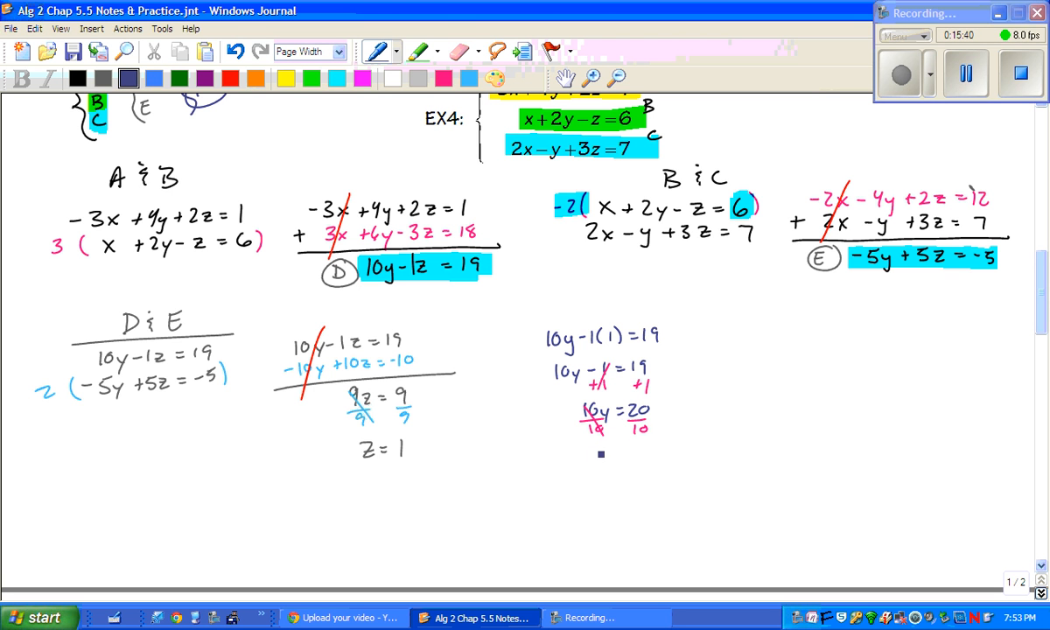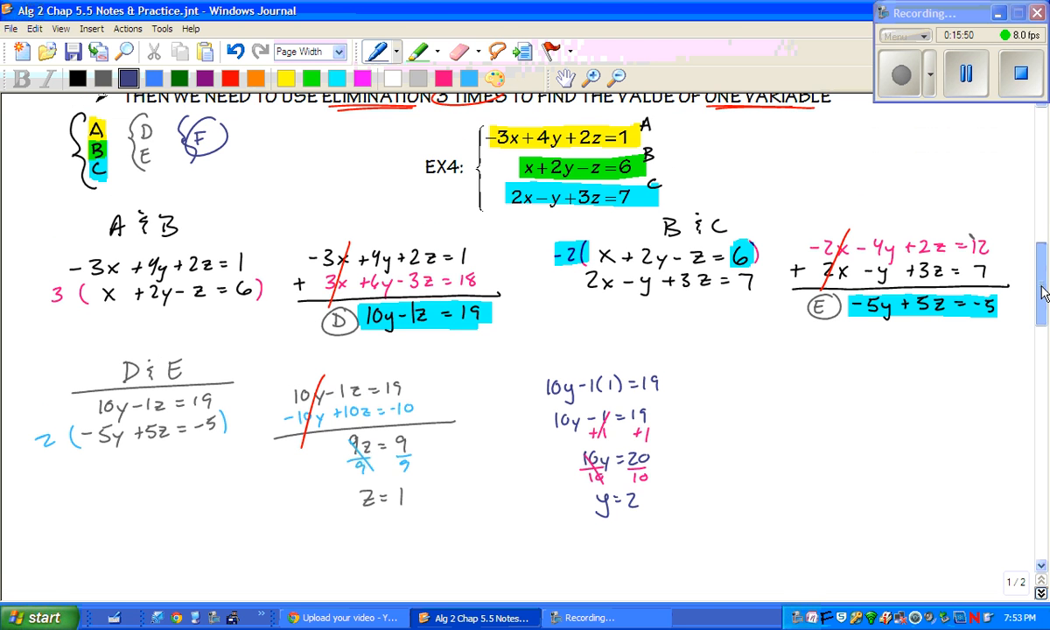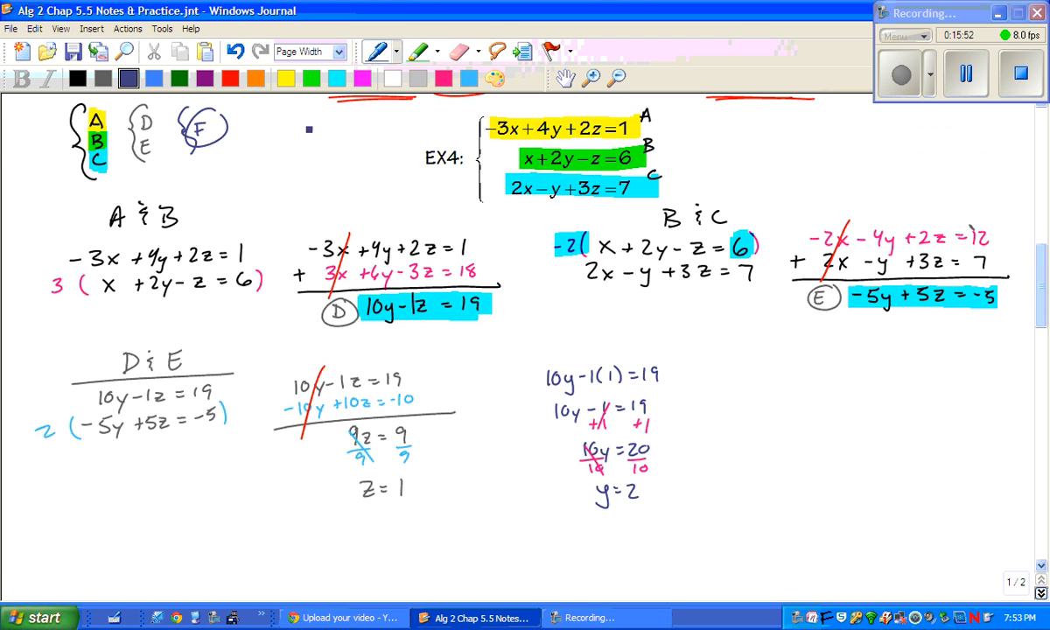Divide by 10. We get y equals 2. Almost done. And now plug it into any of the original equations, A, B, or C. Okay? This equation I got from right there, I plugged into D. So now I'm going to plug into B, because I think B is the easiest.